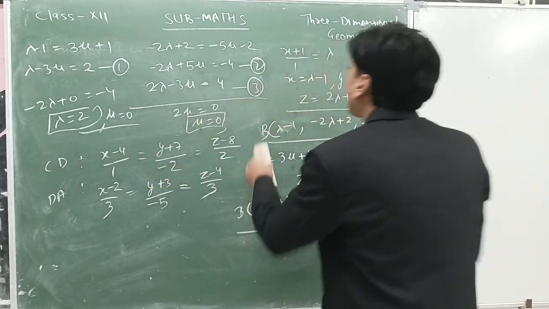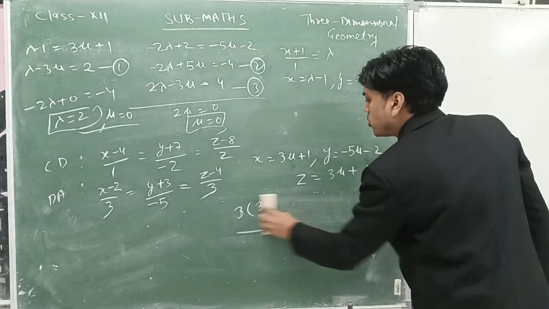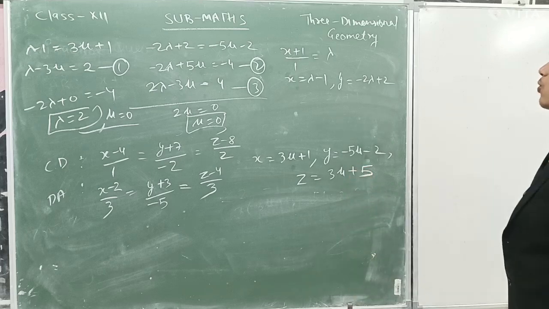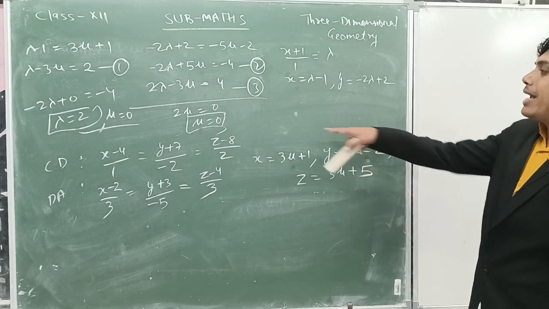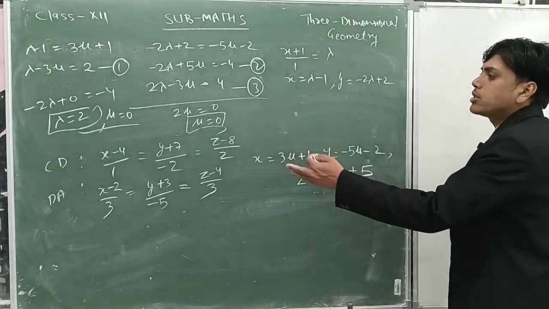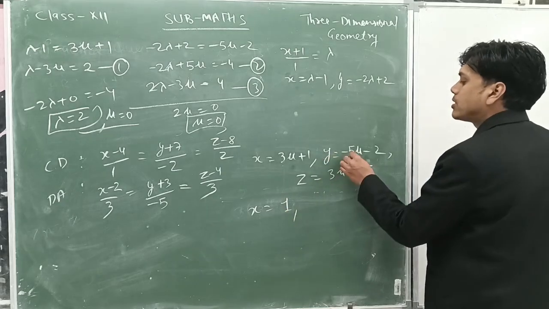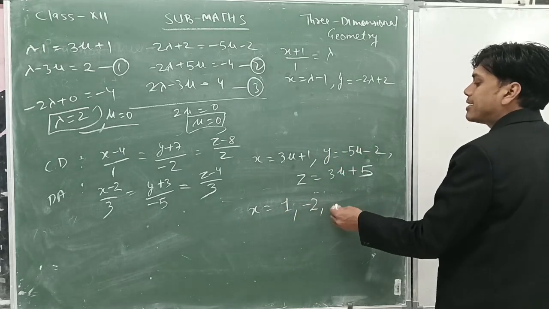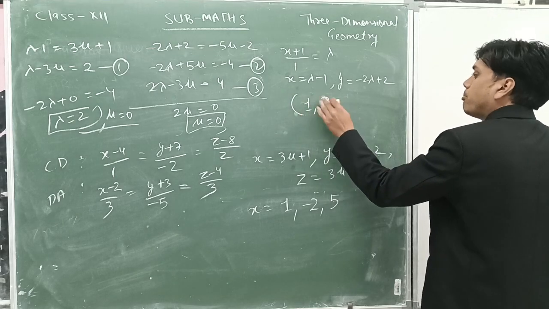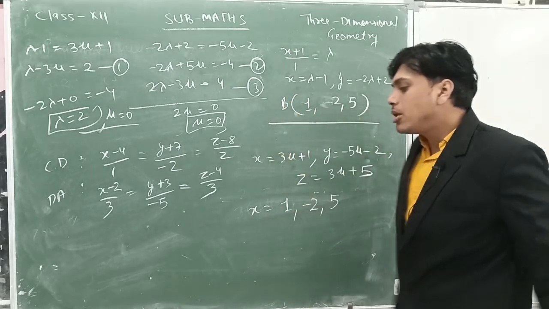So now we have to find the point of intersection. Here you can see we have two different expressions for x, y and z. So for this we can find the value of x, y, z by substituting the value of either lambda or mu. I will use the value of mu. So x will be equal to 3 into 0 plus 1, that is 1. y is equal to 0 minus 2, that is minus 2. And z is equal to 0 plus 5, that is 5. So the coordinates of the common point B will be 1, minus 2 and 5.